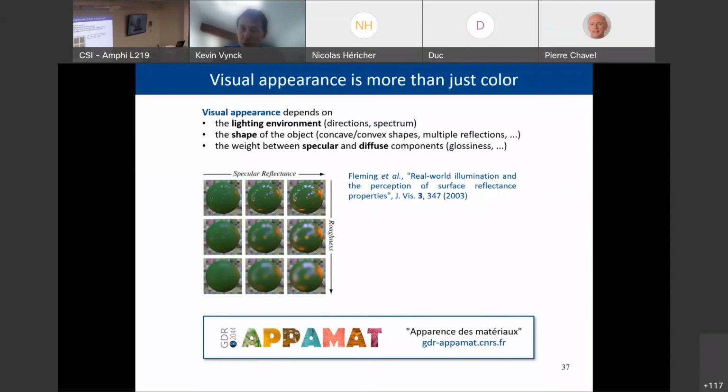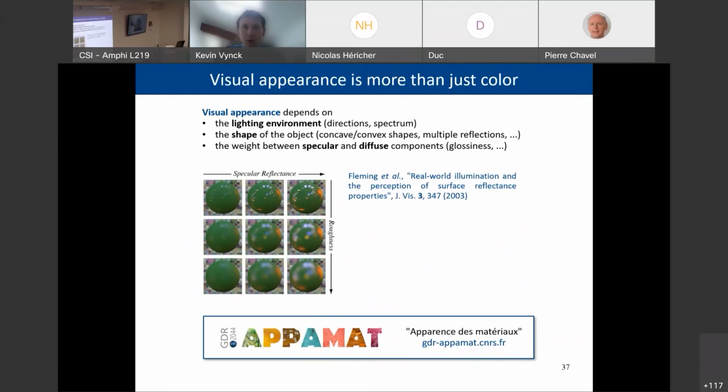On this topic of visual appearance, a bit of advertisement, I should say that there is a groupement de recherche, GDR, that is federating all the activities in France on the visual appearance of materials. That is called GDR APAMAT, and that is coordinated in Saint-Étienne. So I advise you to have a look if you didn't know this GDR, and if you are interested in the topic.